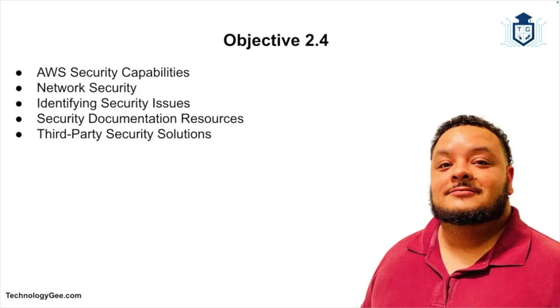Well, here's the truth. AWS operates on what's called a shared responsibility model. That means AWS handles the security of the cloud, such as the data centers, the physical hardware, and the global infrastructure, while you are responsible for security in the cloud. We're talking about your data, your configurations, your permissions, and your applications. And once you understand that distinction, then everything else starts to make sense. So with that being said, let's go.